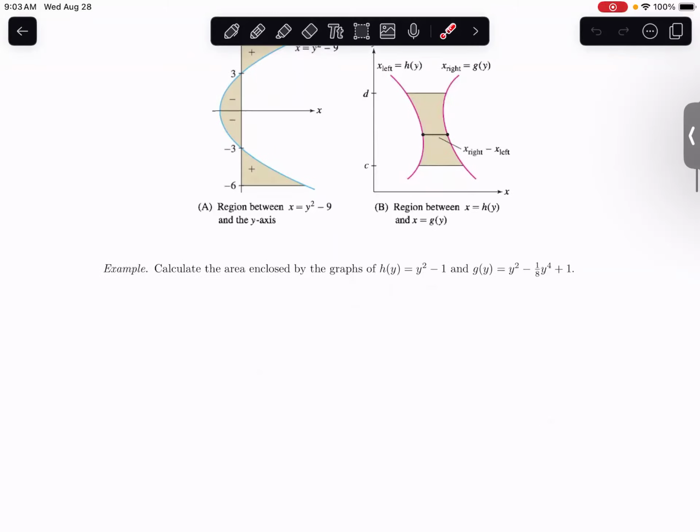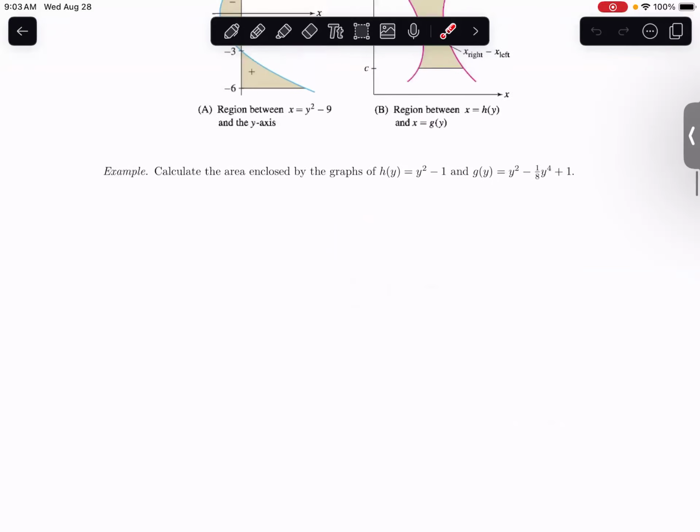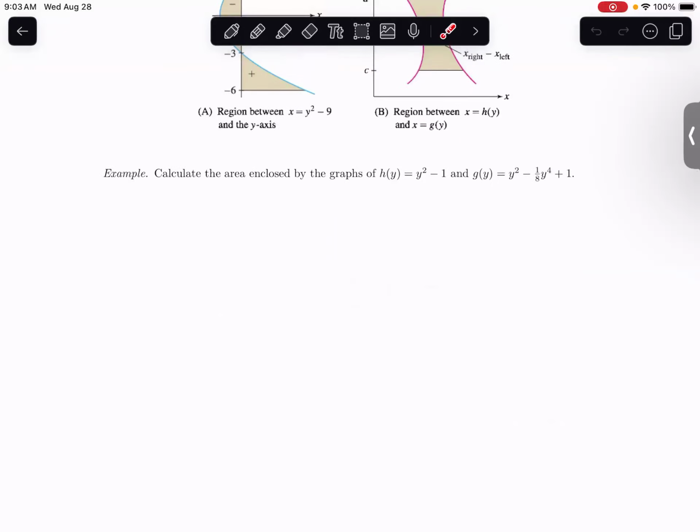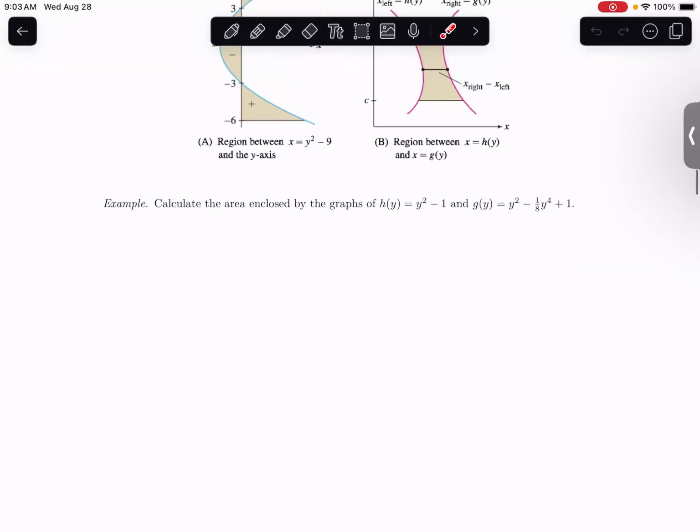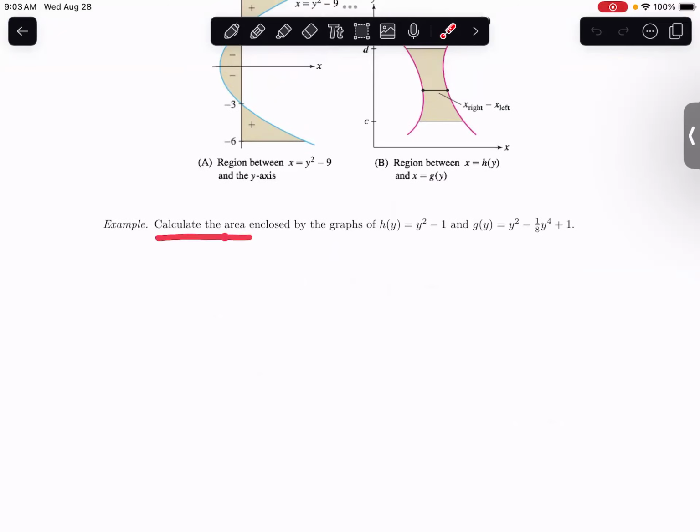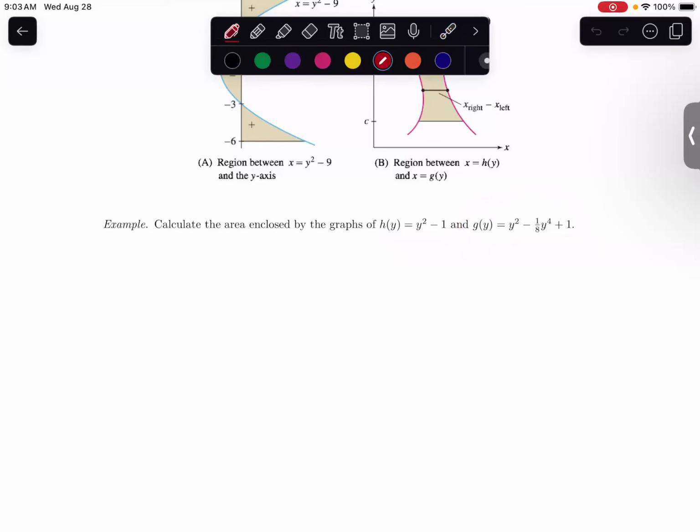So let's go through a problem. This is the last example we'll do before going on to section 6.2. For this example, it wants you to calculate the area enclosed by the graphs of h of y is equal to y squared minus 1, and g of y is equal to y squared minus 1 over 8, y to the 4th power plus 1. And we'll just follow the exact same steps that we followed in class on Monday when going through these examples.